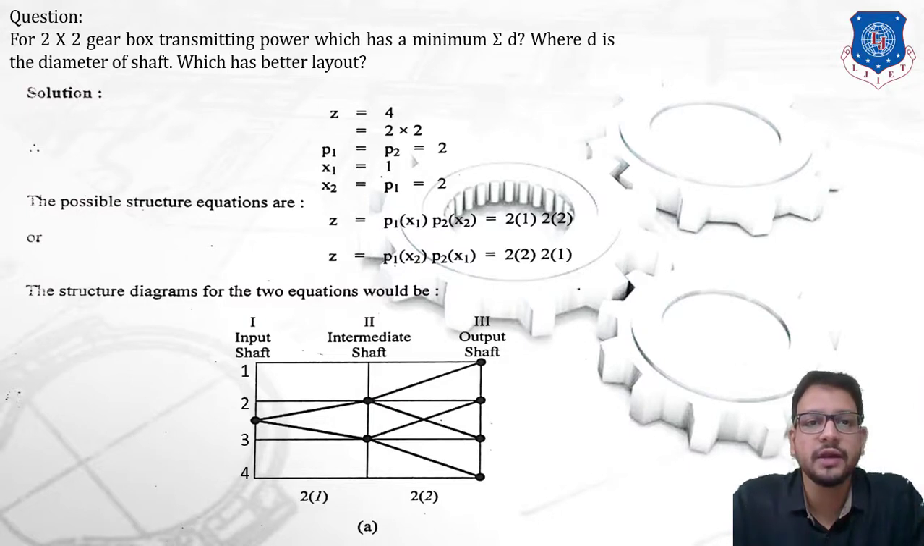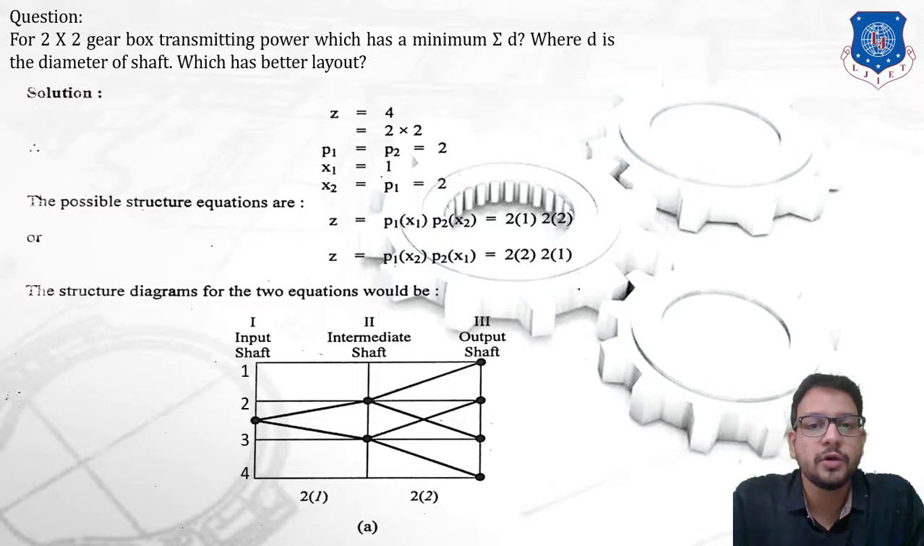Now we need to determine which structural layout or which structural diagram is the best diagram having a minimum shaft diameter. Now the most important condition is that we can obtain a minimum shaft diameter only by means of a node method of optimization. We have discussed this node method of optimization in our last session. So let us begin with the solution. As you can see, I have written z is equal to 4, which means 2 by 2. So obviously in this case, speed steps in each stage will be equal to 2, which means p1 is equal to p2 is equal to 2.